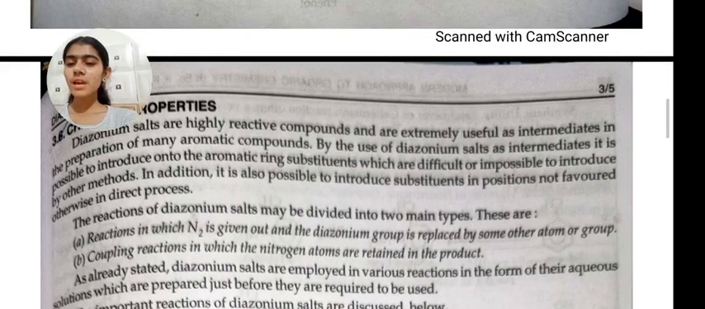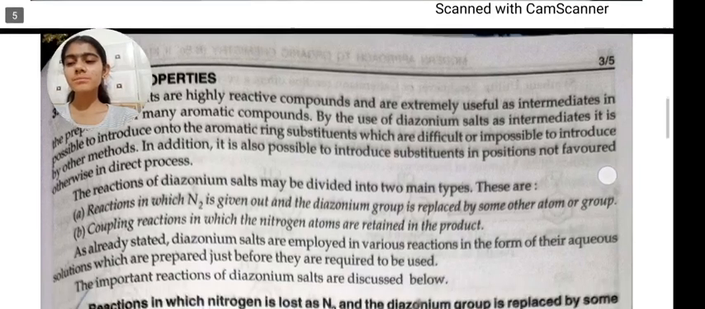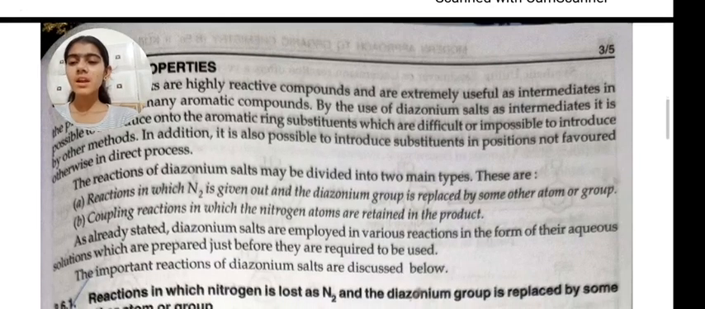The reactions of diazonium salts may be divided into two main types. These are reactions in which N2 is given out and the diazonium group is replaced by some other atom or group, and coupling reactions in which the nitrogen atoms are retained in the product. As already stated, diazonium salts are employed in various reactions in the form of their aqueous solutions, which are prepared just before they are required to be used.